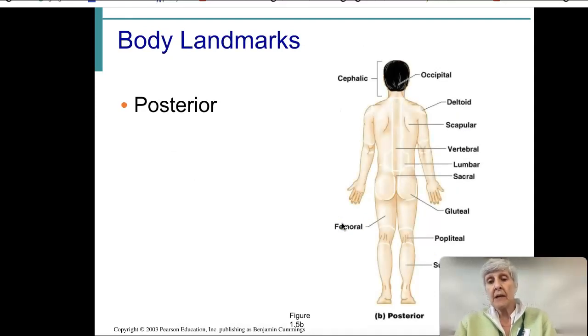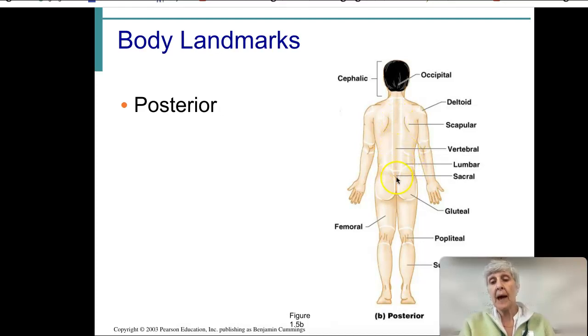So we also have landmarks on the posterior side. Occipital is the very back of your head. If you think about your eyes going straight back, your optic nerves go straight back to occipital. Deltoid will be shown on the back, and it is the shoulder. Scapular is on your back, and it's what we commonly call your shoulder blade. Vertebral is your vertebrae.